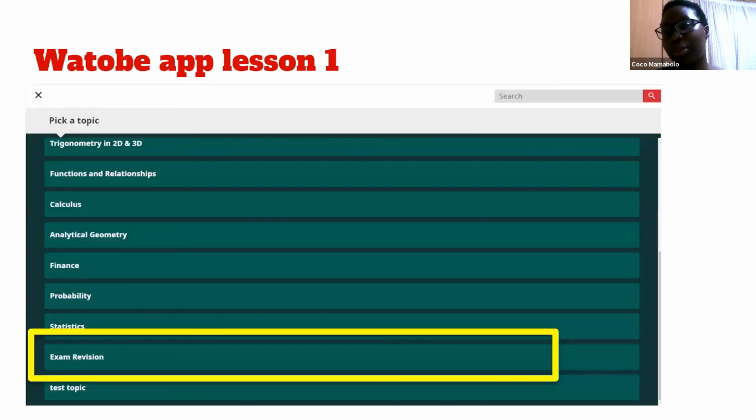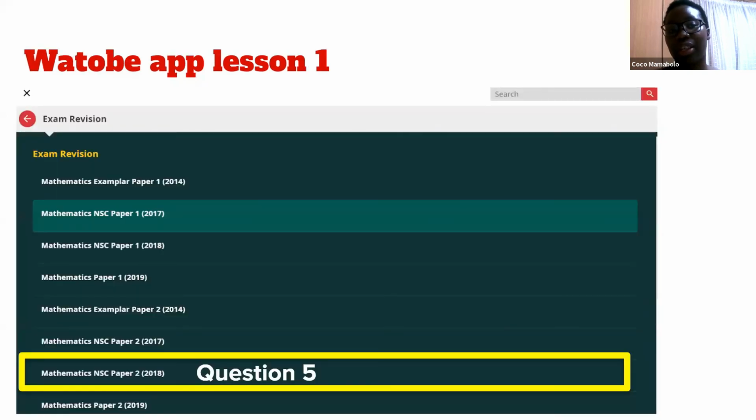So the homework that we're going to be looking at today: you're all going to click on topic and scroll down to exam revision, and then we're going to look at the paper 2 2018 paper, and we're going to be looking at question 5. It will be a bit more on the same thing that you've been looking at today with Teacher Depeche.